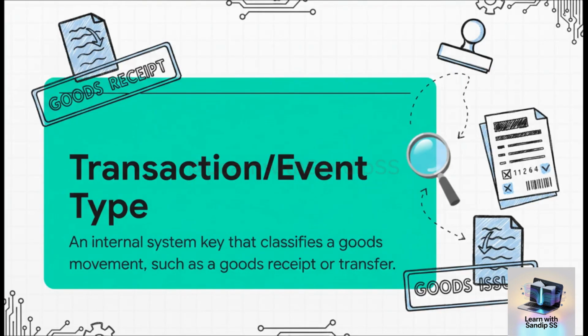The easiest way to think about a transaction or event type is to imagine it's a specific rubber stamp. Yeah, really. When goods arrive from a purchase order, the system pulls out its goods receipt stamp and bam, marks the transaction. If goods are being sent out, it uses the goods issue stamp. It's this simple, unchangeable internal code that tells everyone exactly what went down.